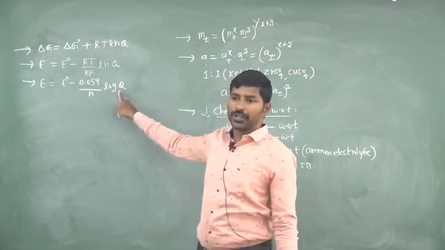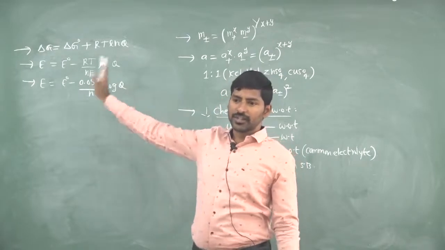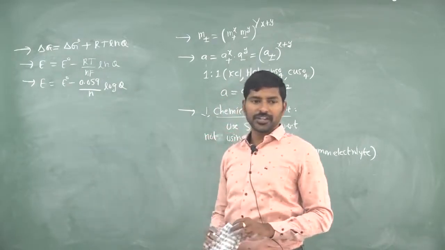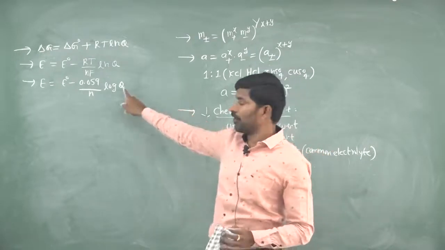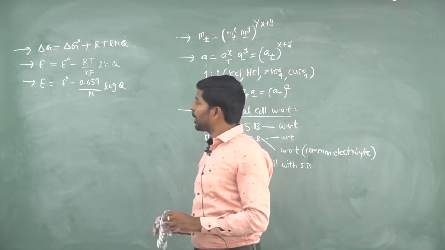Q, how to write Q? Product side ions concentration by reactant side ions concentration. If gases are there, we have to write their pressure.